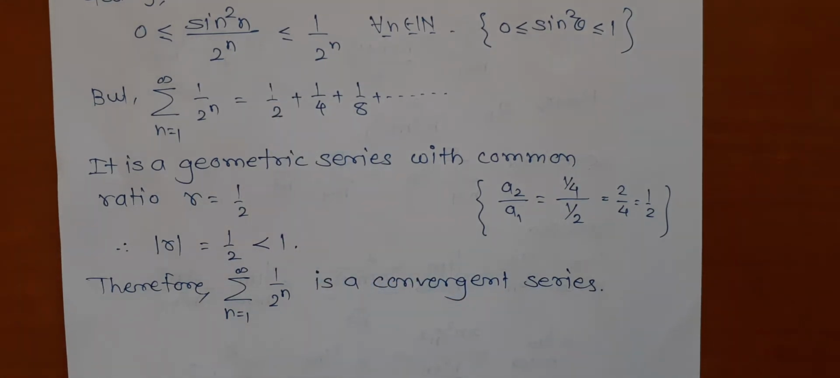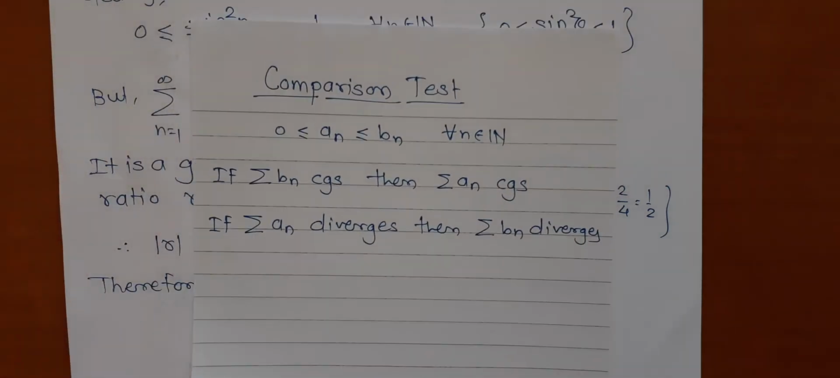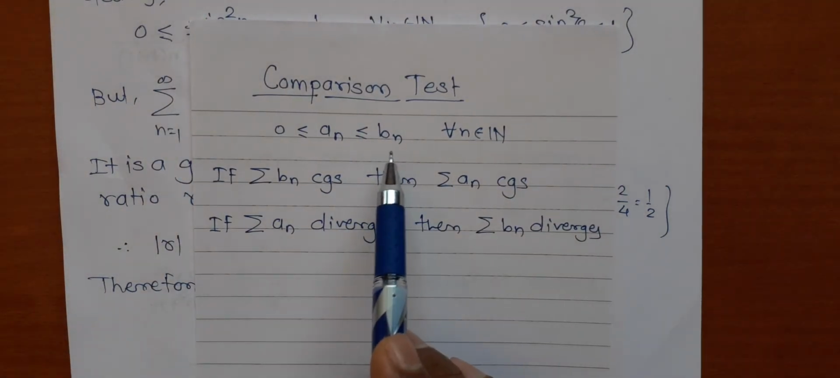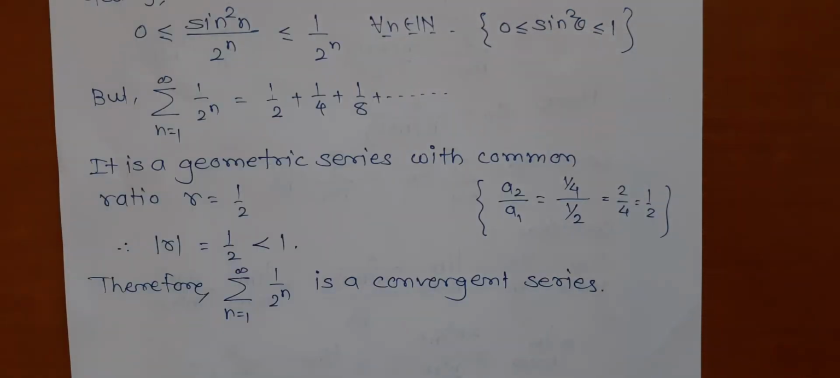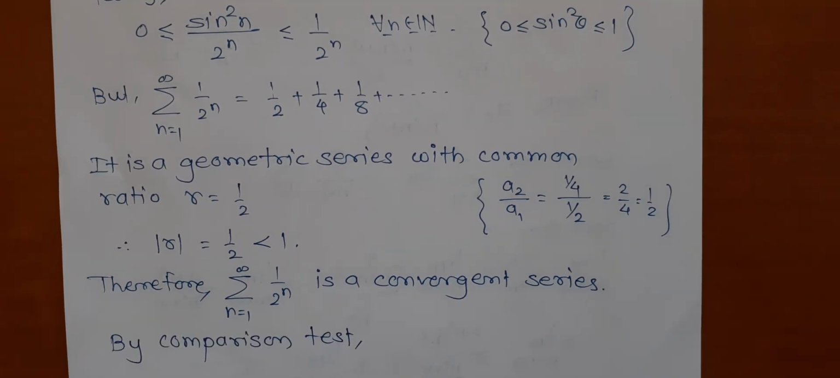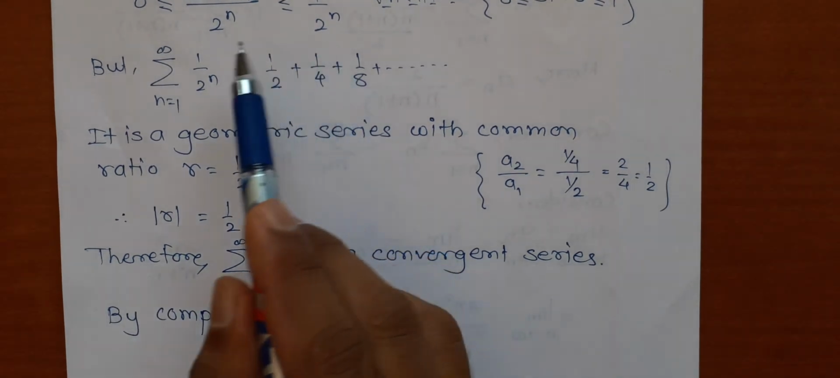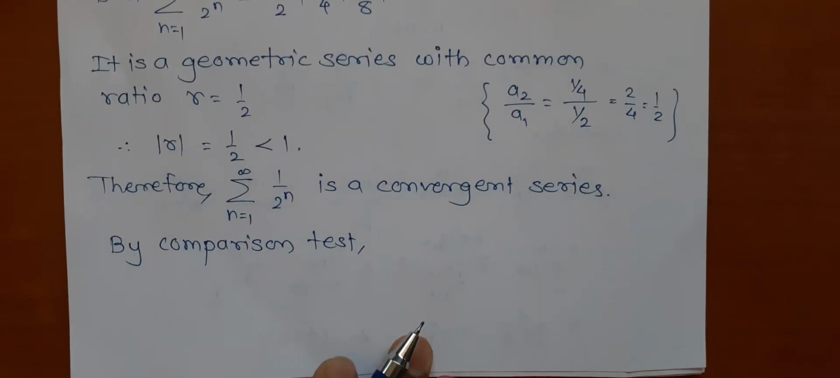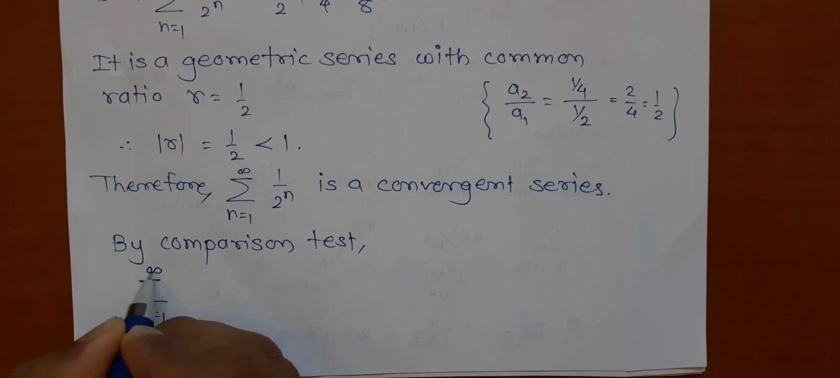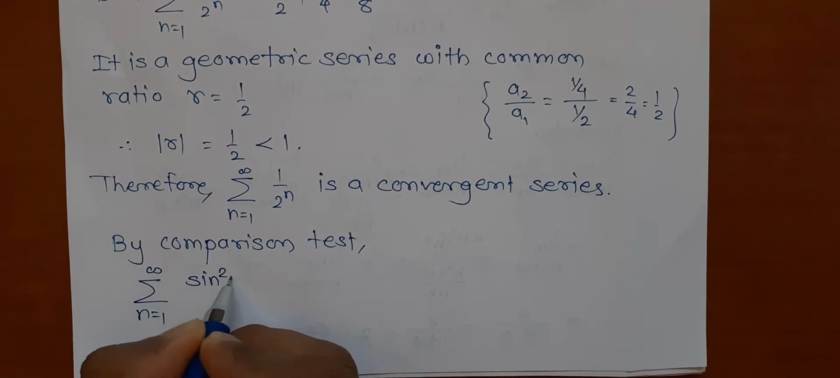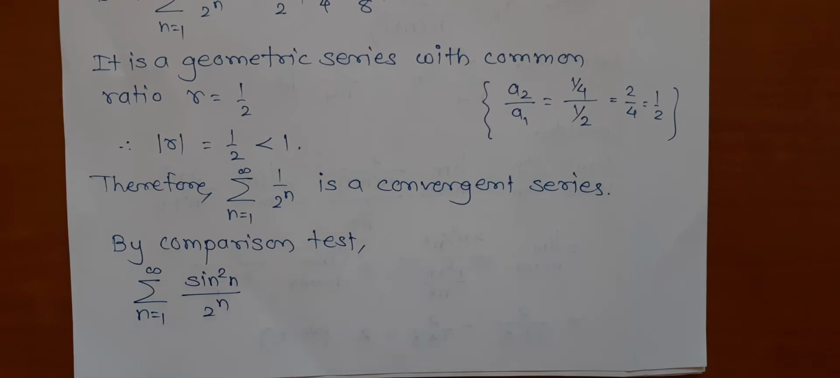Let me show you the statement of the comparison test again. If an is less than or equal to bn and summation bn converges, then summation an also converges. So tell me, what can I write by the comparison test? The larger series is convergent, therefore the smaller is also convergent. So by the comparison test, the given series, summation n running from 1 to infinity of sine square n upon 2 raised to n, is a convergent series. In this way this example is over.